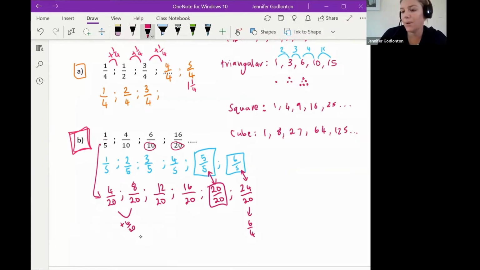Okay, so that's just a quick recap of what we did on Tuesday. We are going to move on to looking at different patterns today and finding how to find the rule for it. So I know some of you have done patterns in class already.